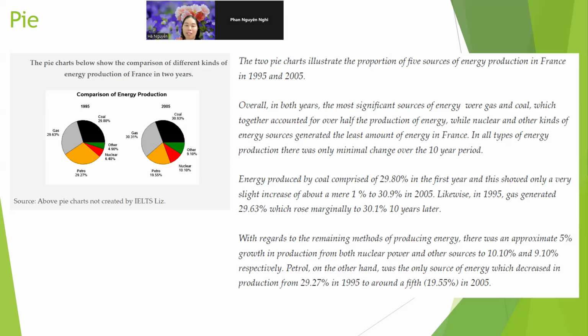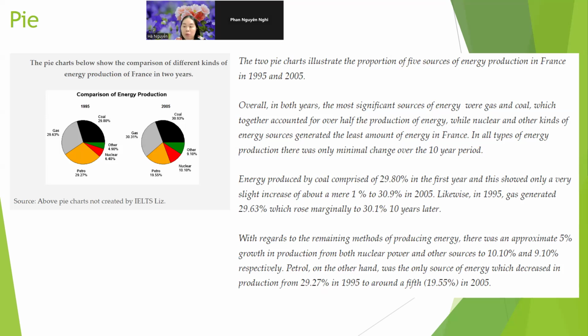Thank you very much. So this is also another method for you to approach the overview of this chart because there's minimal change, right? So you don't have to say in too much detail, like which one increased and which one decreased. However, you do have to do a little bit of math. So the most significant source of energy were gas and coal, which together accounted for over half the production of energy, while nuclear and other kinds of energy sources generated the least amount of energy in France.